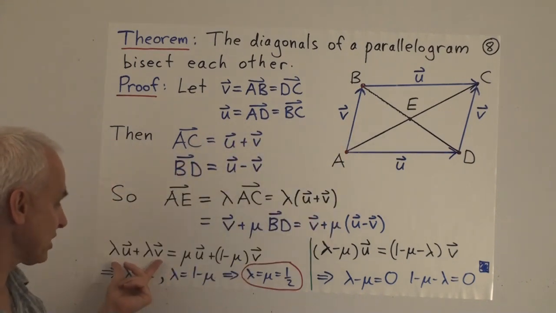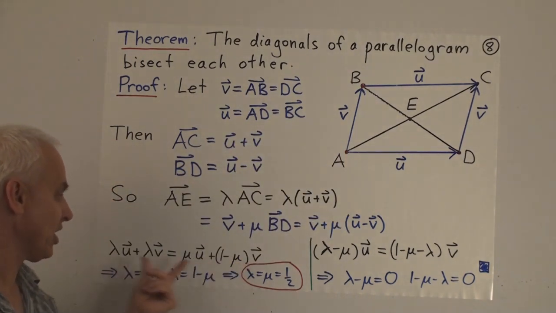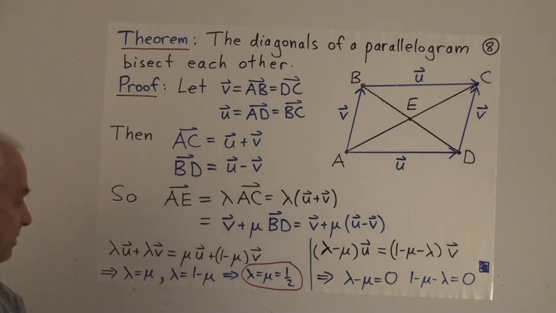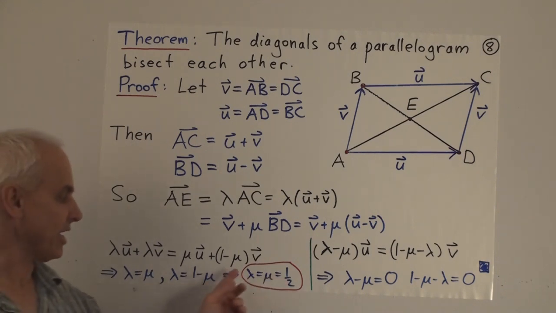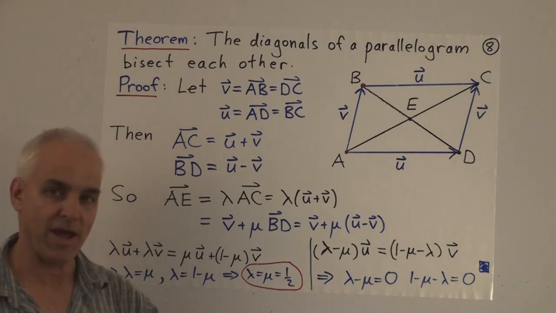So when we have two expressions, this combination equals this combination, then it must be that the two coefficients of vector u on both sides are equal, and the two coefficients of v on both sides are equal. So lambda has to equal mu, and lambda here has to equal 1 minus mu. Well, if lambda equals mu, then when we bring that to the other side, we get 2 lambda equals 1, and so lambda equals 1/2. And so mu equals 1/2 as well. So we've established that lambda and mu are both equal to 1/2.